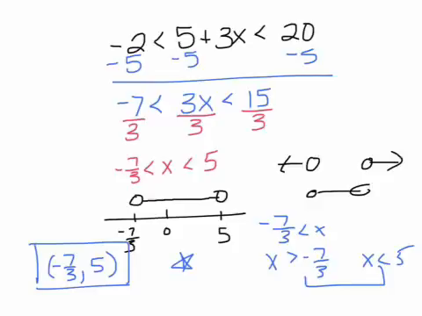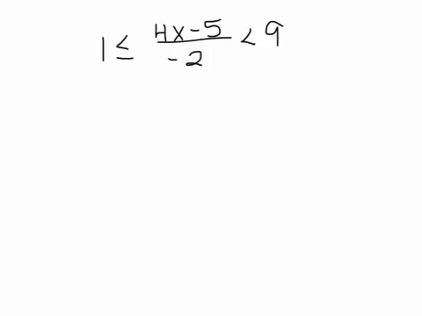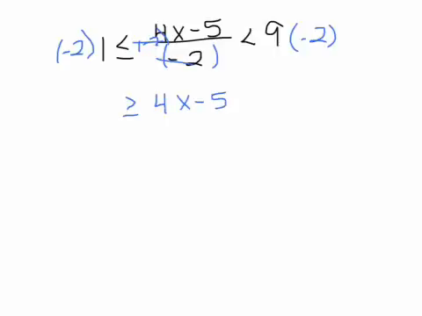Let's try another one. The first thing I'm going to do is get rid of this 2 by multiplying the middle by negative 2, so they will cancel. That means I multiply the left and I multiply the right. But since I multiplied by a negative, I'm going to flip my inequality. And I have 4x minus 5 in the middle. Flip my inequality.